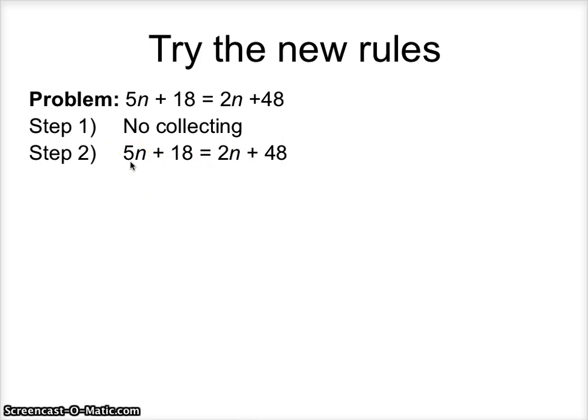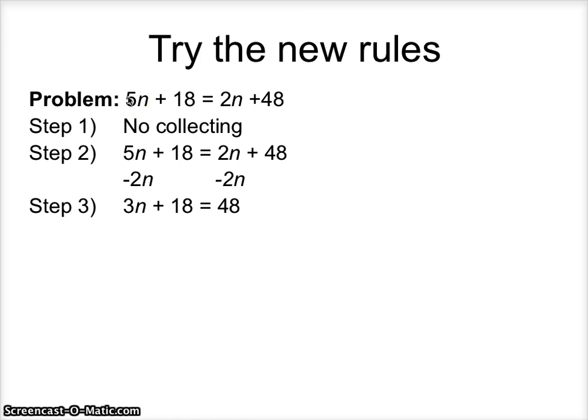So in this case, I'm going to pick the smaller n to get rid of, because if I took away the 5, I'd have to take 5 from the other side and end up with negative 3n. It's doable. It's legal. I can do that, but it makes my equation a lot more tricky. So I'm going to pick the smaller number to get rid of. So I'm going to take away 2n from both sides. That leaves me with 3n plus 18 equals 48.